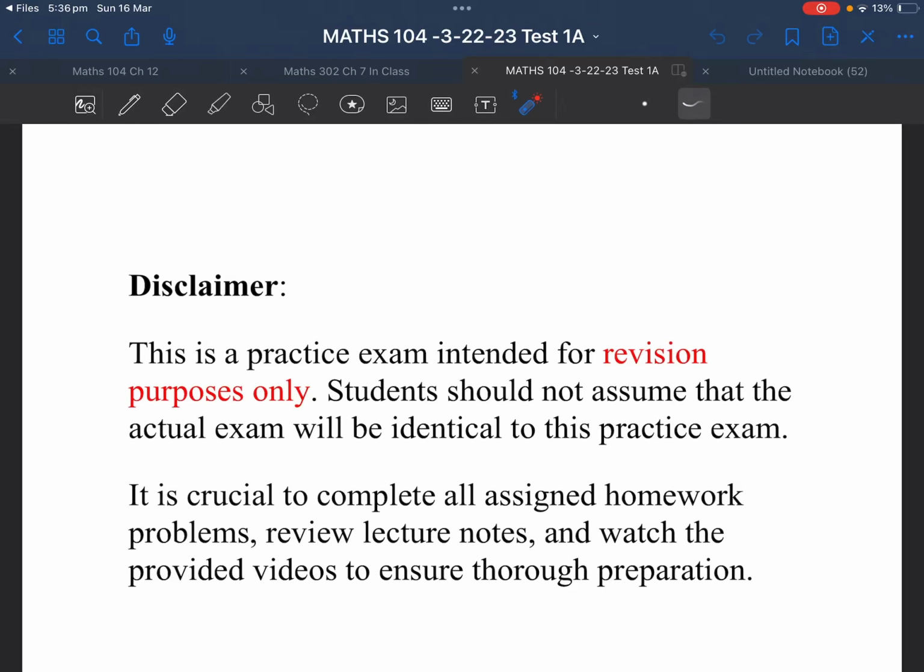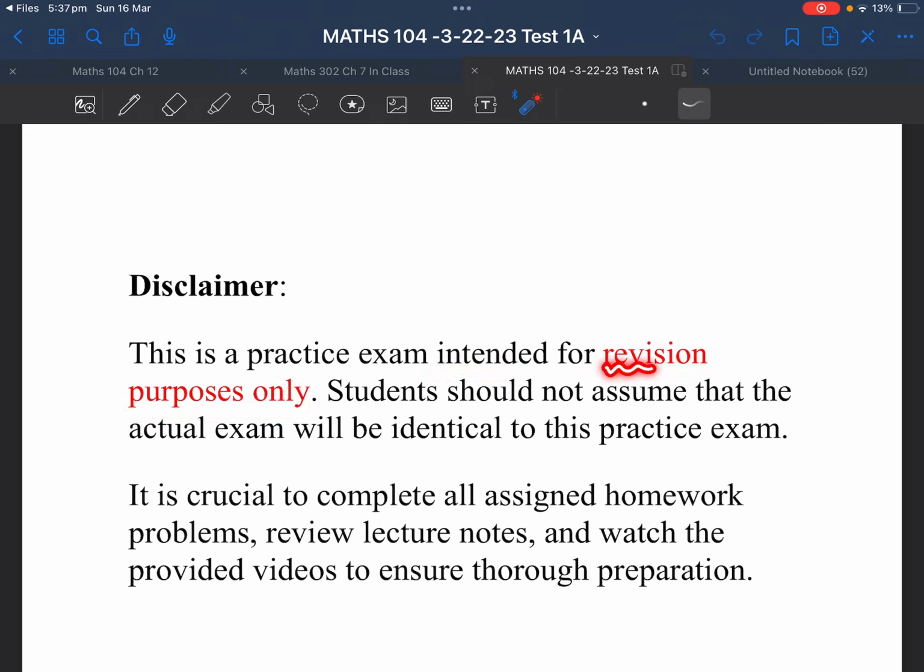Hello and welcome student. Before we start solving previous tests and exams, I would like to make this important disclaimer. The following will be just a practice exam and it's only intended for revision purposes only. So it has nothing to do with your actual exam. It is not a model for your exam.